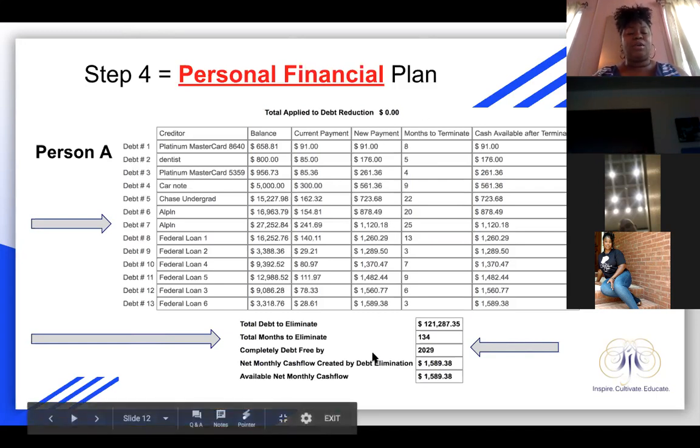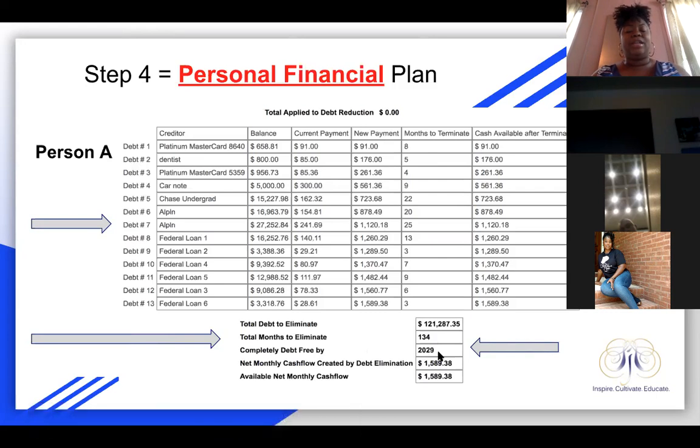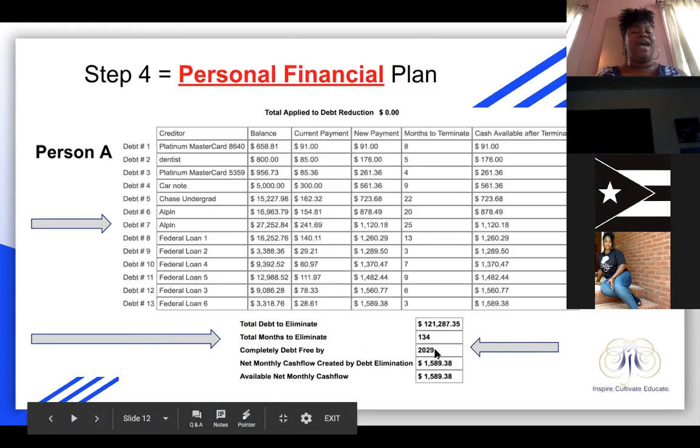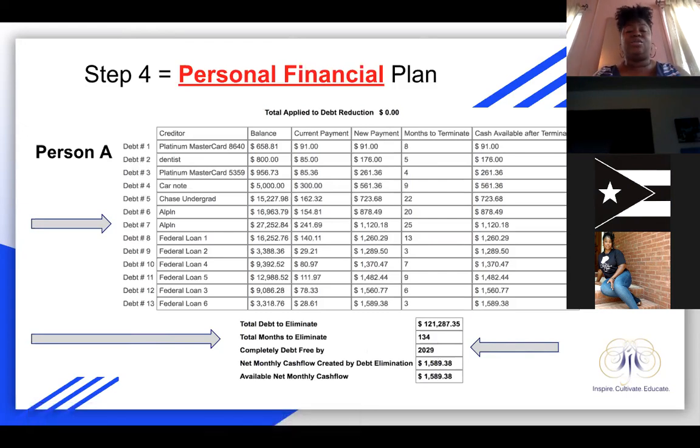So let's see person B. So this is 134 months, which is 11 years. 2029, they'll be debt free. That's not bad, right? Because 2049 is when they want to retire. So they still have a substantial amount of years before they retire.